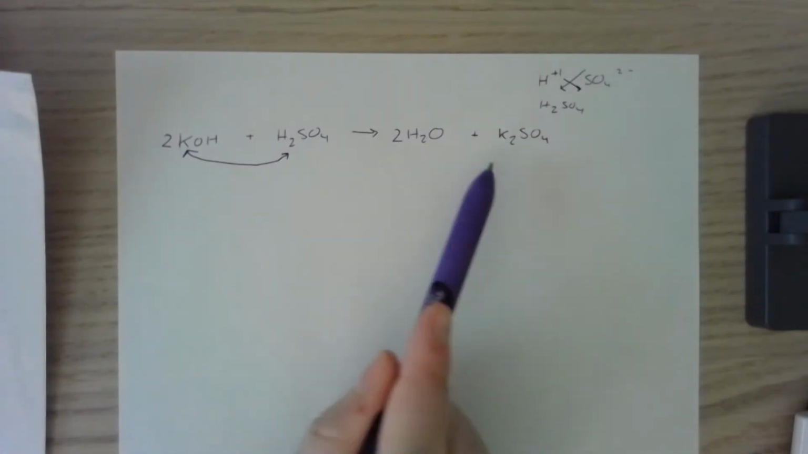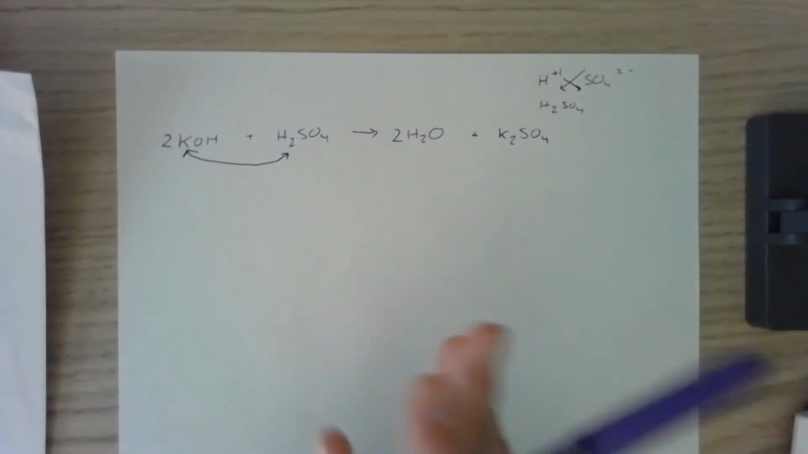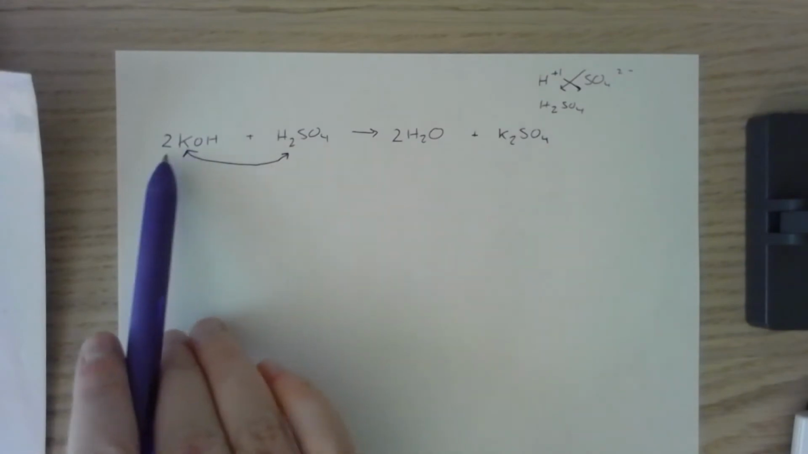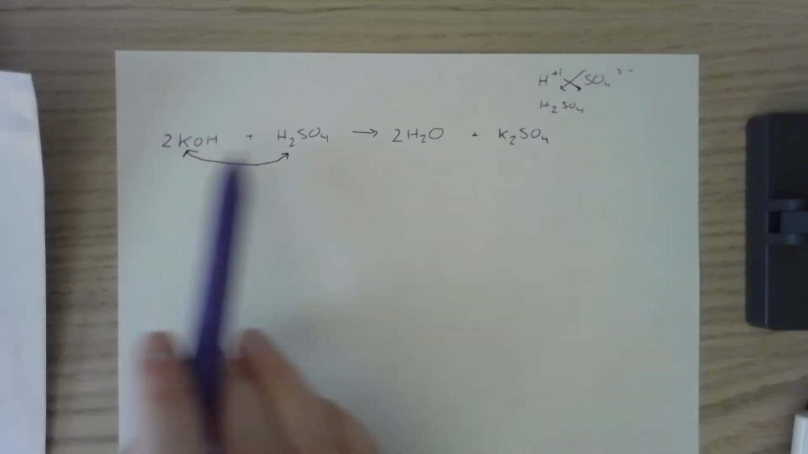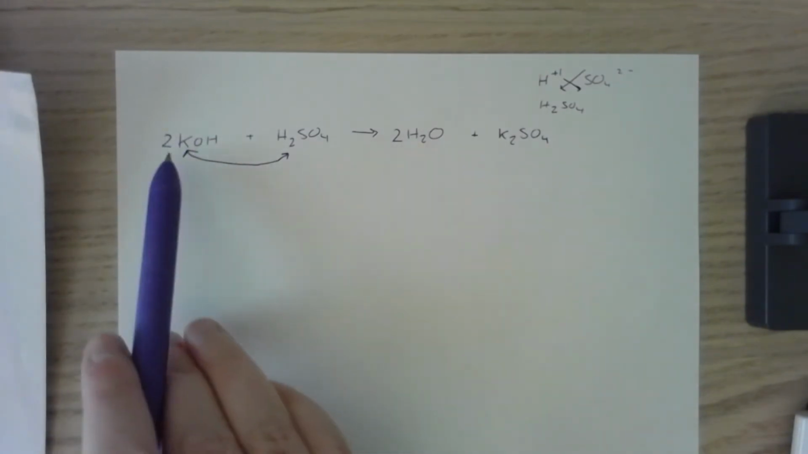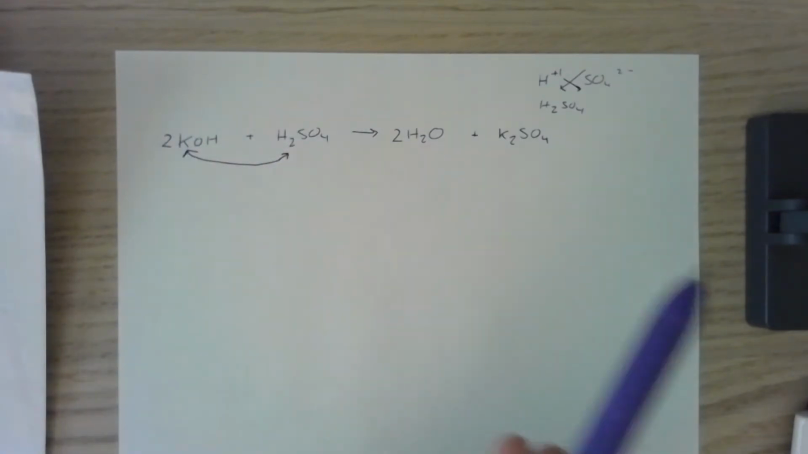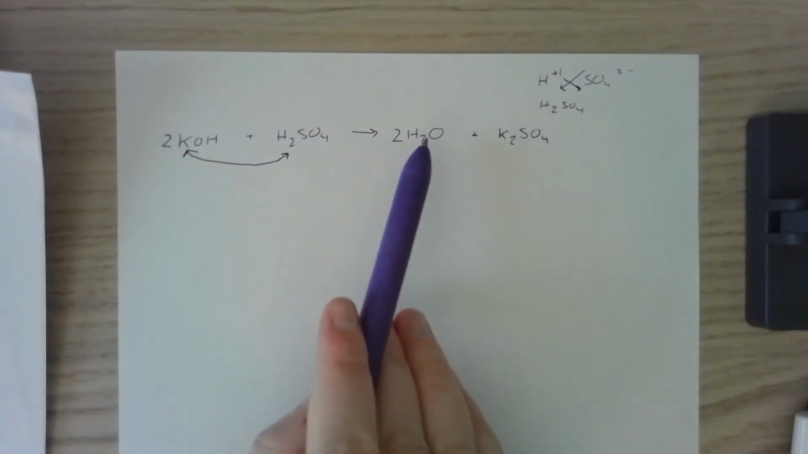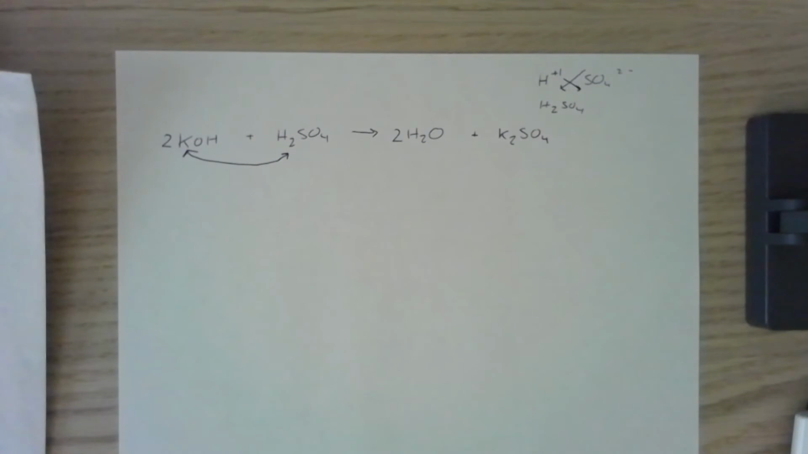My sulfur hasn't changed at all, so it's just 1 to 1, so that one we can leave alone. Let's just double check oxygen. So I've got 2 oxygens plus 4, so that is 6 total. And now I've got 4 plus 2, that is also 6. So that is my balanced chemical equation.